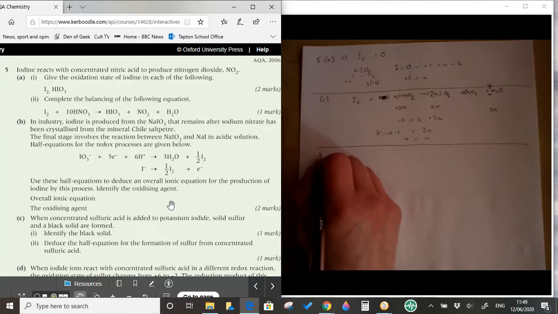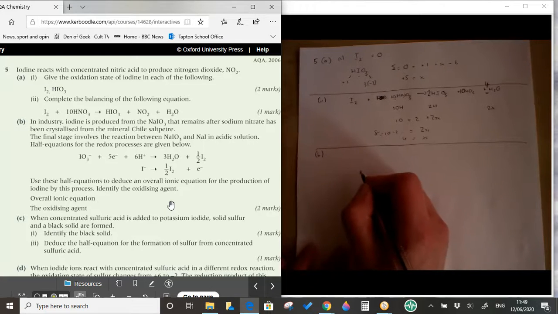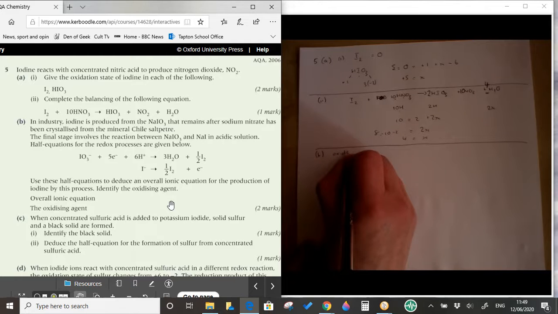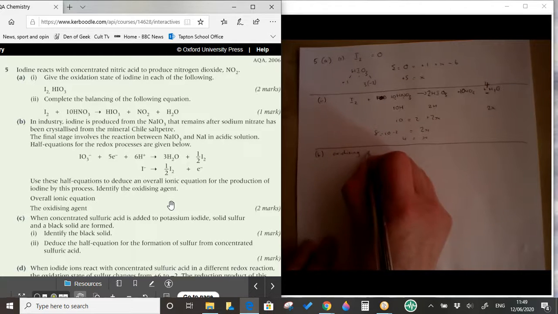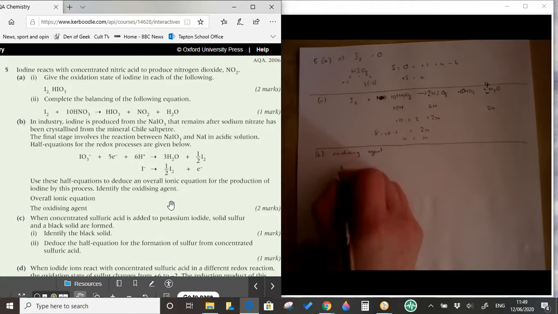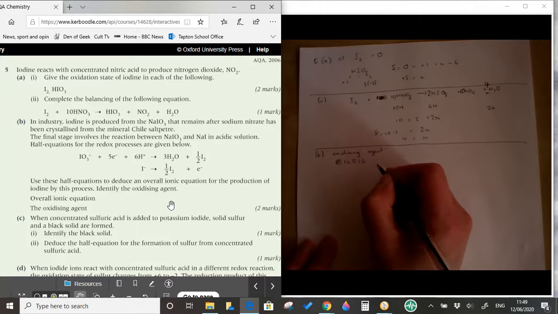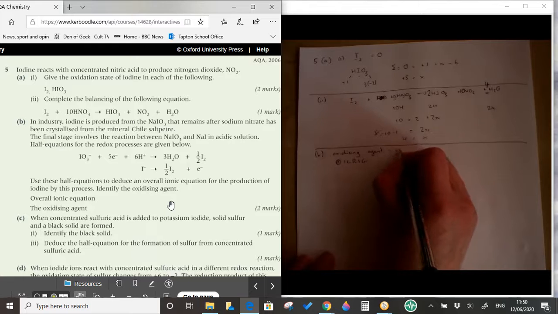Right, B. It just wants us to write an overall ionic equation and identify the oxidizing agent. So we'll do the oxidizing agent first because that's easiest. We should all remember, hopefully, OIL RIG. Oxidation is loss, reduction is gain. So an agent causes something. So if it's causing loss of electrons, it must gain the electrons itself.